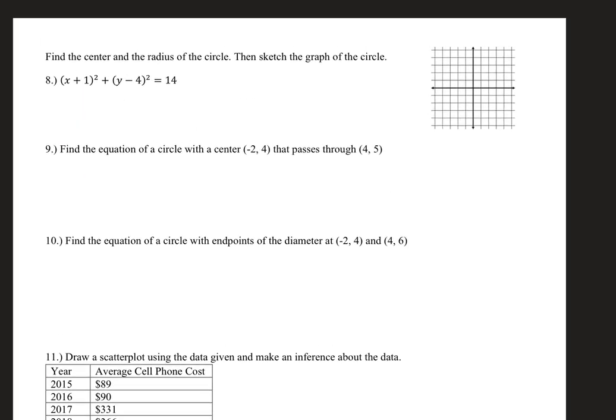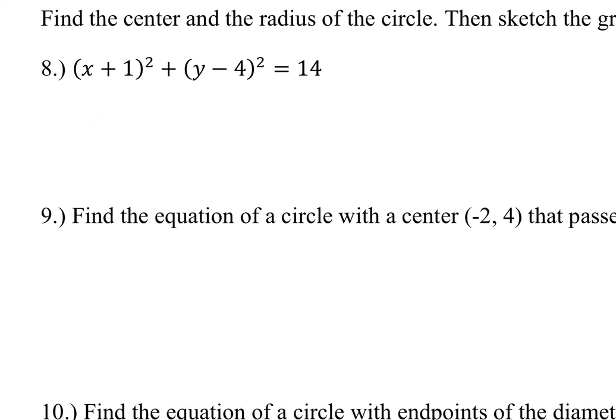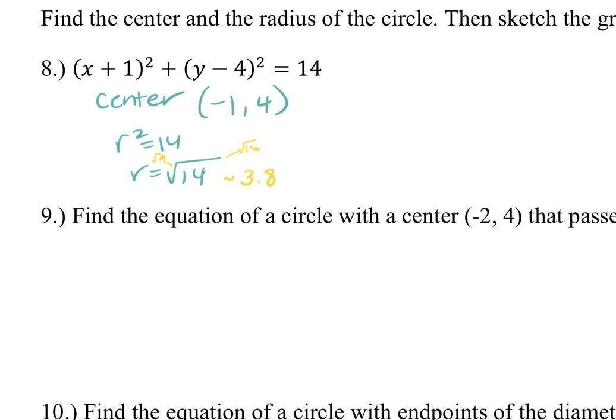All right, now I got my circle, find the center and the radius of the circle, sketch the graph. This is in standard form, so I take the center and just change the sign on what follows x and what follows y. So this would be -1, 4. And then if r squared equals 14, then the radius is the square root of 14. That's just 2 and 7, so it doesn't break down. It's in between square root 9 and square root 16. This time a little bit closer to square root 16, so this is maybe like a 3.8.